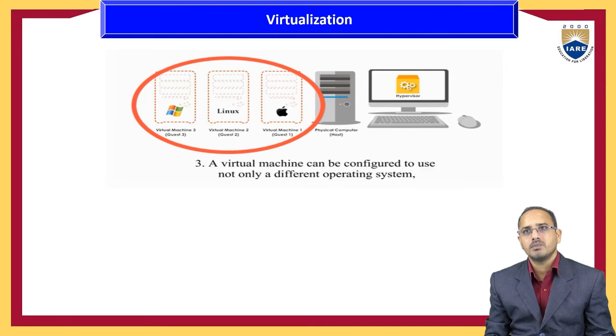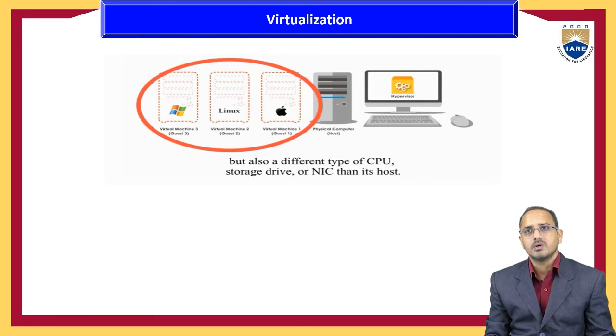Next, a virtual machine can be configured to use not only a different operating system but also a different type of CPU, storage drive or NIC than its host. It can also make use of different types of processing capabilities. It can have different types of data storage and network interface, if you look into it.